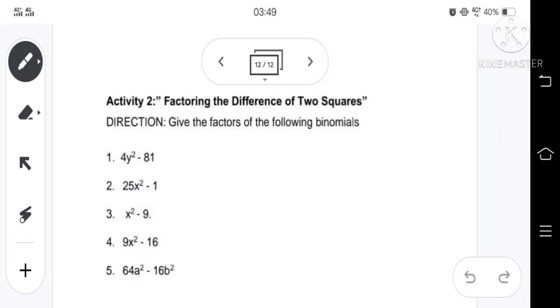So for your assignment, do activity 2 in your enrichment activity entitled Factoring the Difference of Two Squares. Turn in your answer sheets in our Google Classroom.